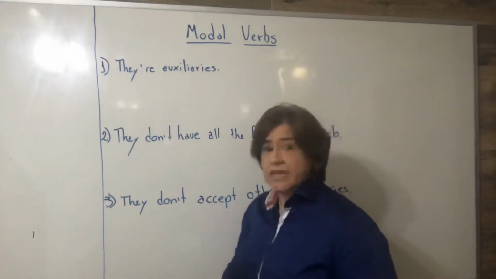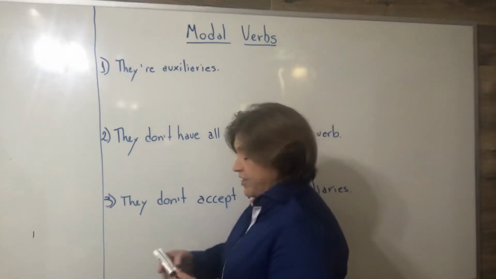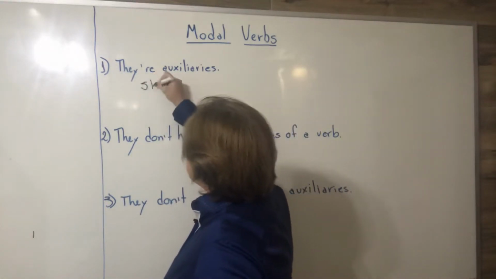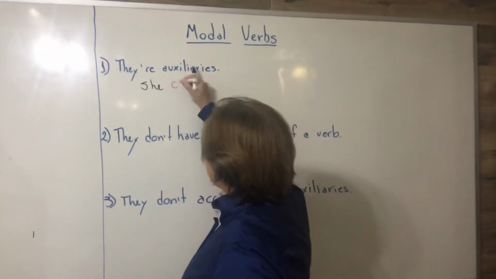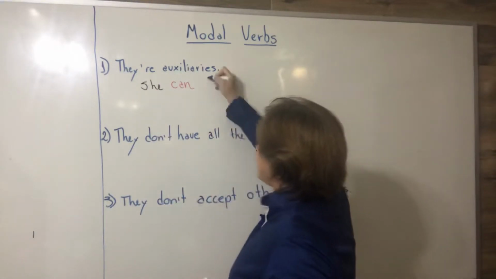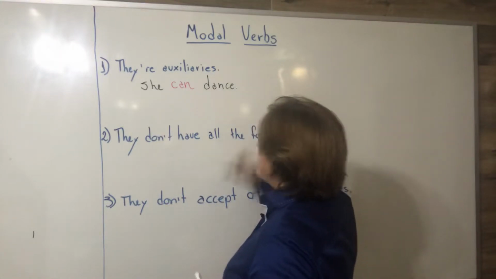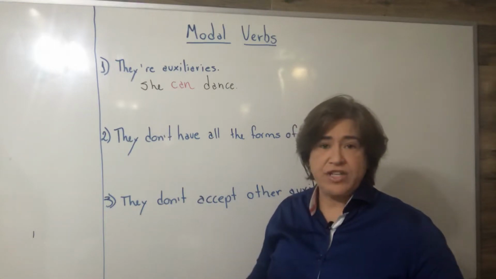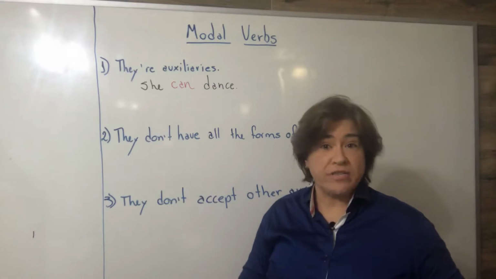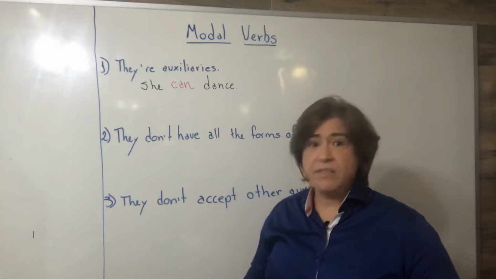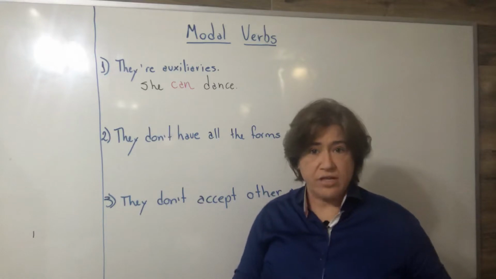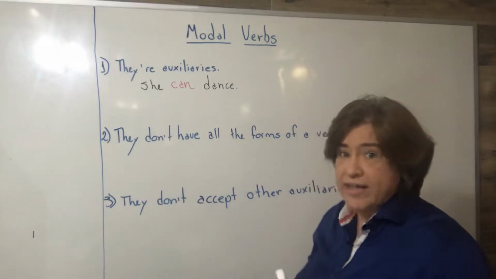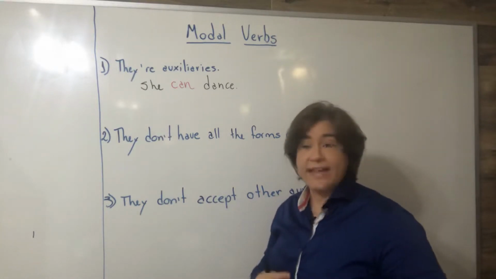So they are auxiliaries. If they are auxiliaries, I can use them in an affirmative sentence, right? So I say, she can dance. Okay? Pay attention, I'm not using the S for he, she, it, because it's an auxiliary. Auxiliaries cannot be influenced by other auxiliaries. We can't have two auxiliaries in the same sentence, okay? So no S for he, she, it, because we have can, okay?